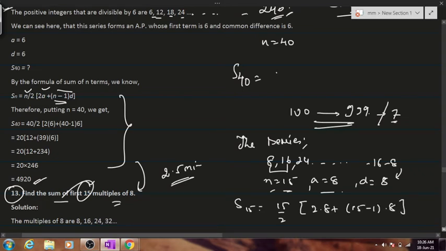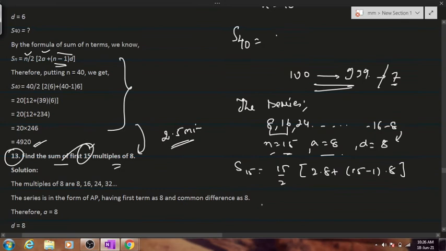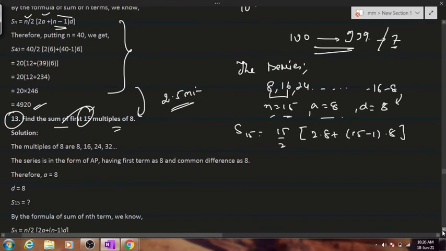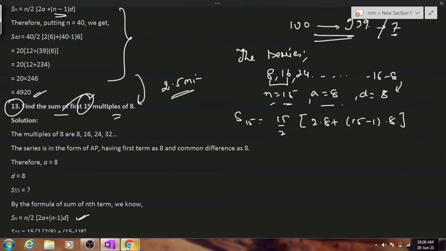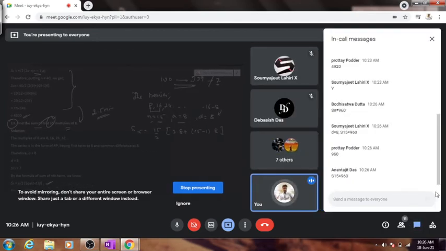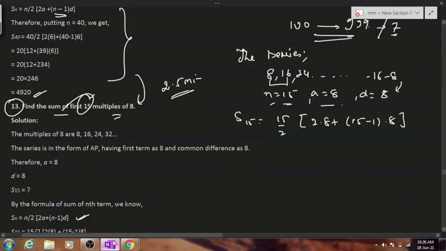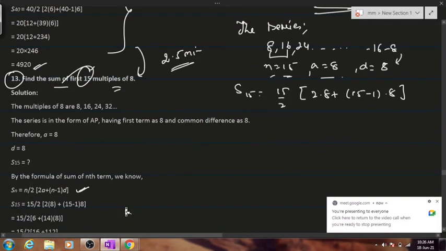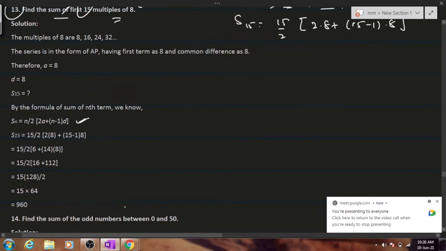I need the answer for this in the chat box fast. Make sure you don't forget to write the formula. Don't forget to write the formula first before applying. Anantajit has already got the answer, very good. Protoy also got the answer. Lahiri, Bodhishoto, very good everyone. So the answer will be 960. How many else have got this answer? Confirm.